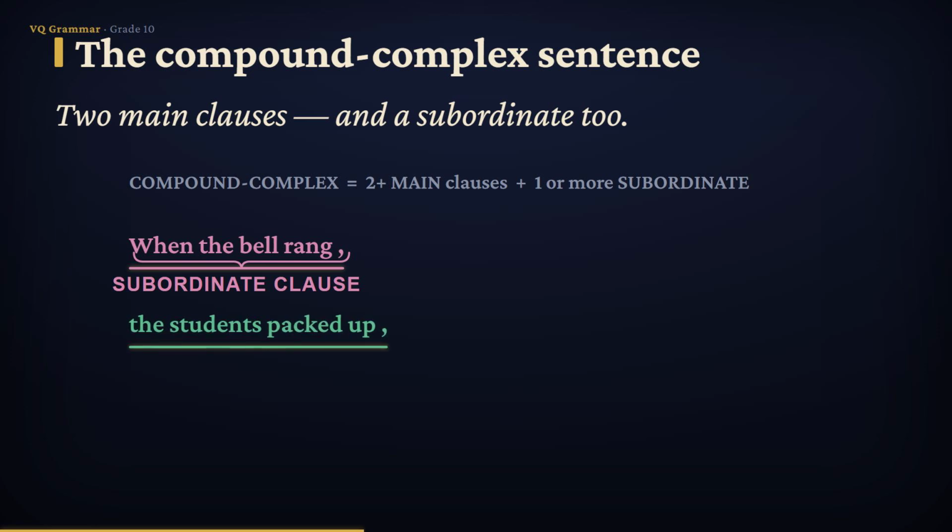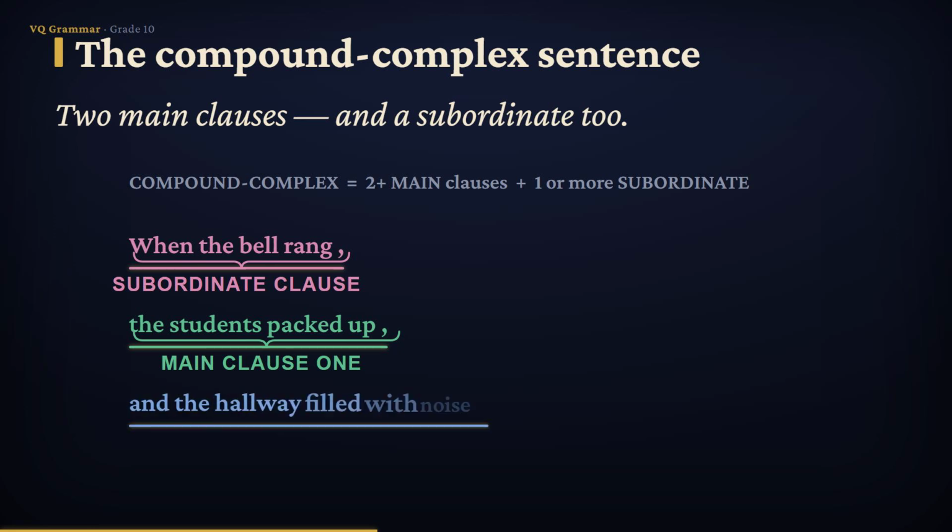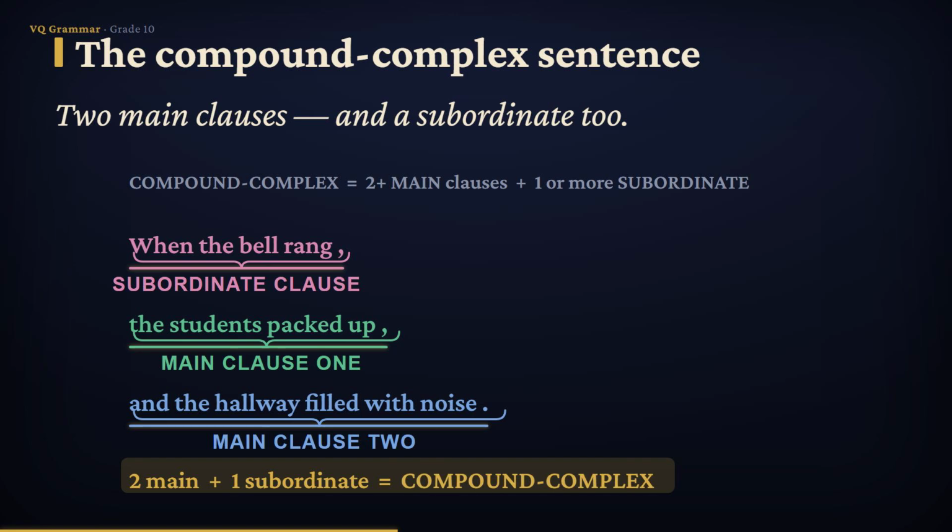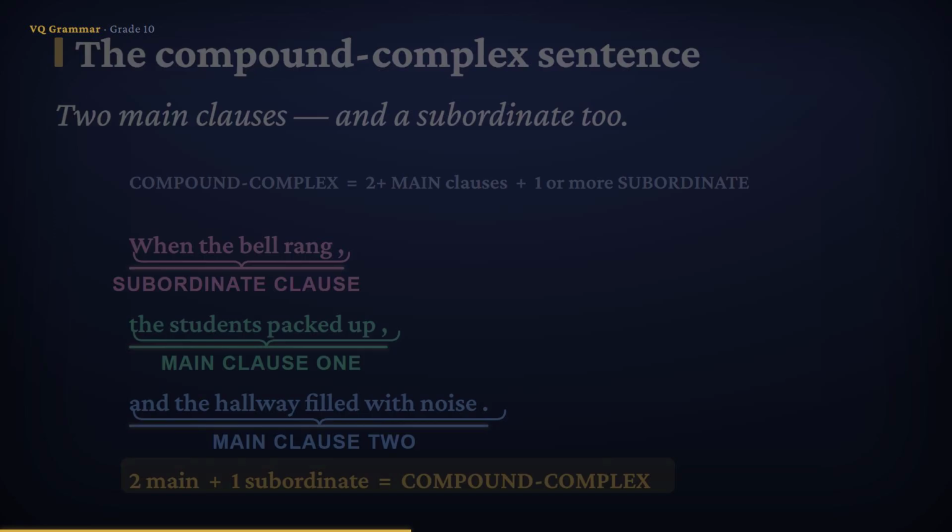Next, the students packed up. That could be a sentence all by itself, so it's our first main clause. And then, and the hallway filled with noise. Drop the little joining word and you'd still have a full sentence. So that's our second main clause. Add it up. 2 main clauses, 1 subordinate clause. That combination, and only that combination, is compound complex.